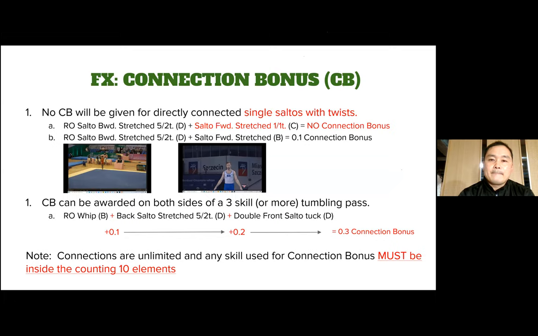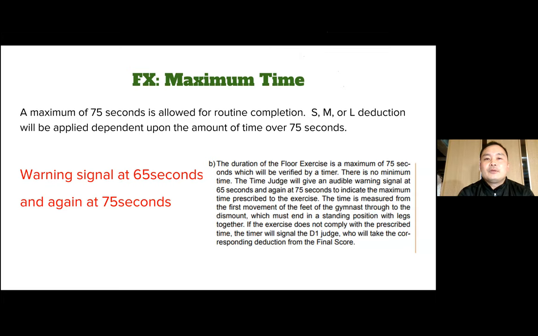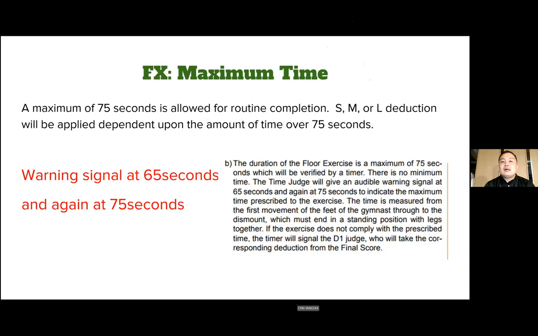For floor exercise time, a maximum of 75 seconds is allowed for routine completion. Small, middle, or large deductions will be applied, depending upon the amount of time over 75 seconds. There is a warning signal at 65 seconds, and the routine is finished at 75 seconds.